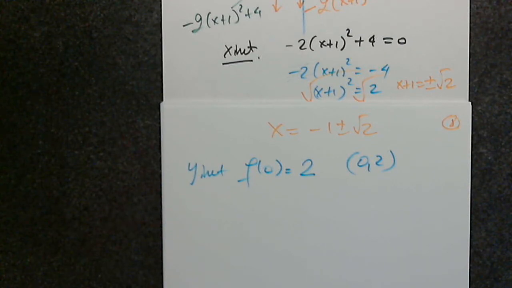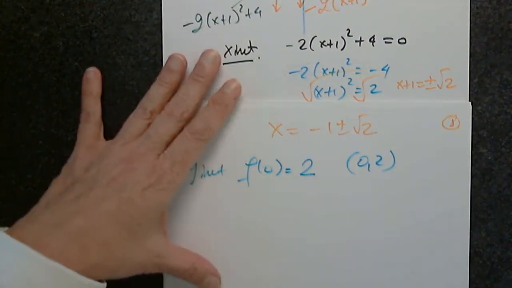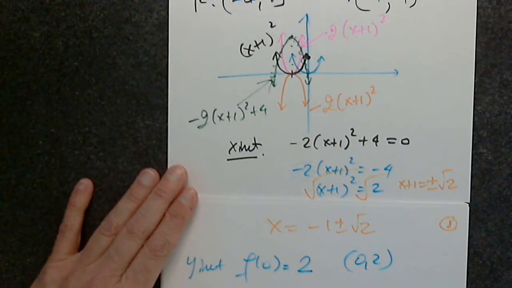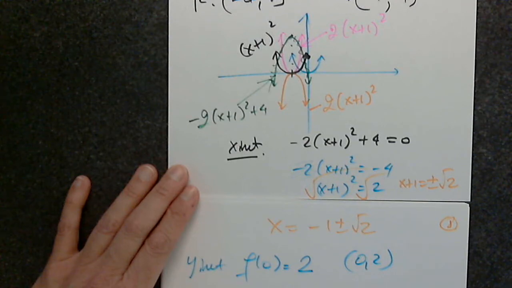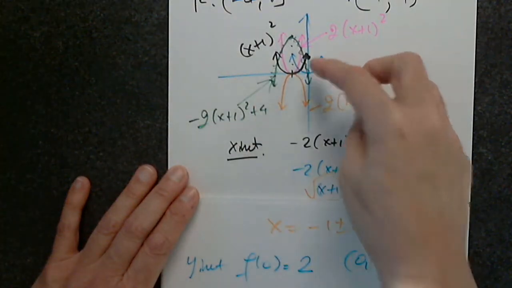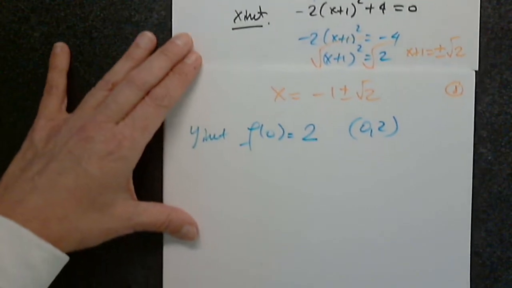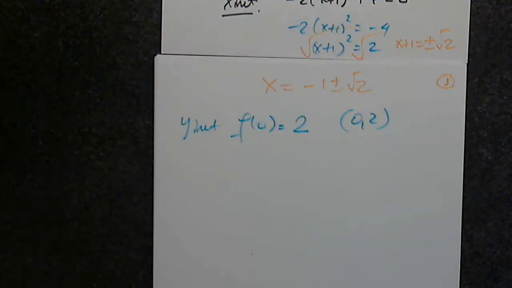I need to find the vertex. I need to see whether it's opening upward or downward. I need to find the range. And then the minor details I can go back and adjust: the correct x and y intercepts. Very good. Anything else?